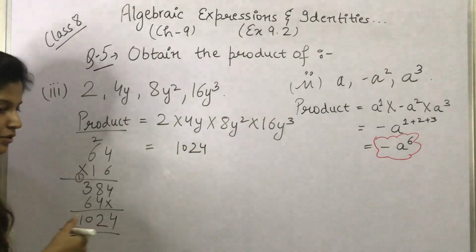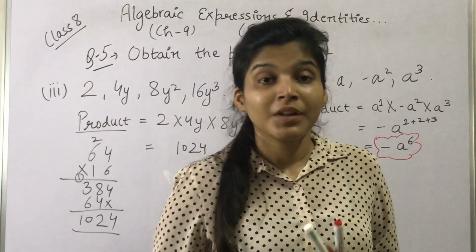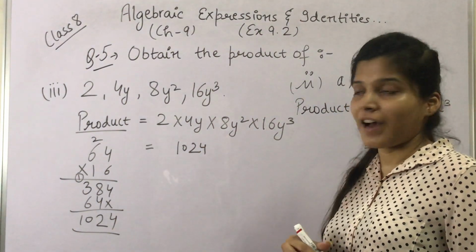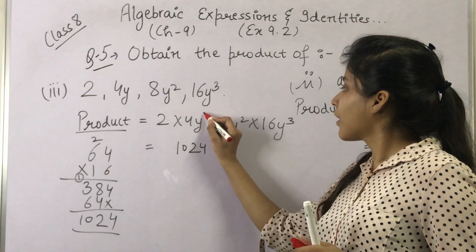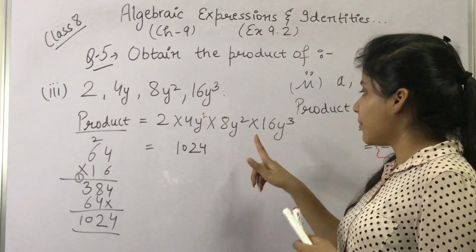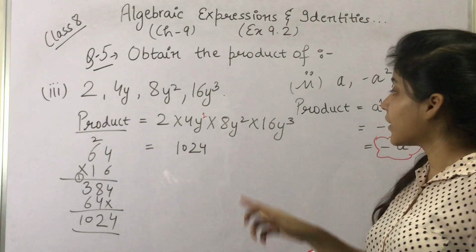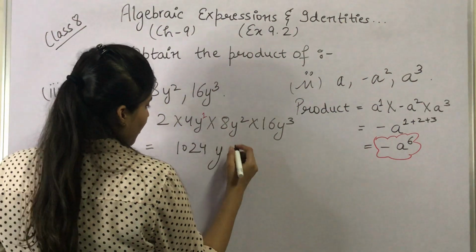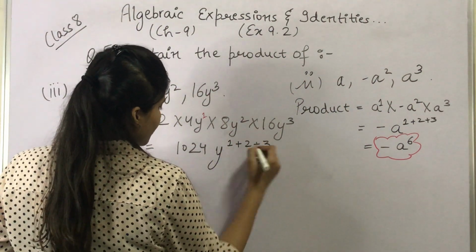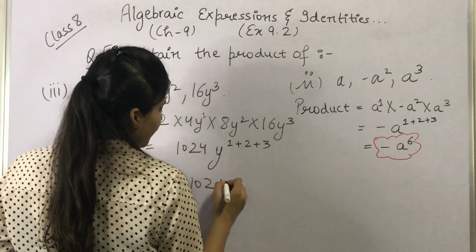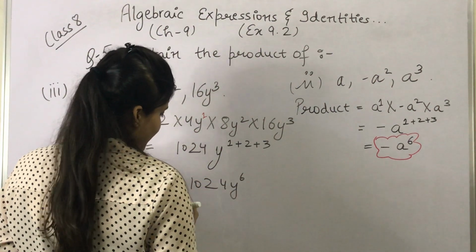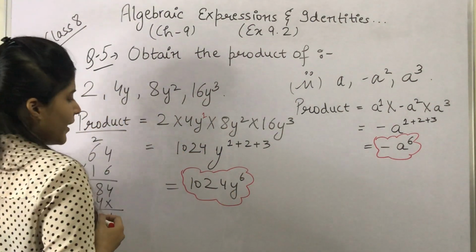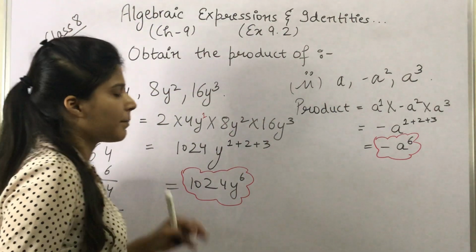बट ये तो अभी हमने न्यूमरल्स को मल्टीप्लाई किया. नाउ विल मल्टीप्लाई दी वेरिएबल्स. नाउ वेरिएबल्स इधर तो कुछ भी नहीं है. हियर वी हैव y टू द पावर 1. ठीक है, ये है y टू द पावर 1, y टू द पावर 2 एंड y टू द पावर 3. सो टोटल कितना हो गया? 3 4 5 6. सो y टू द पावर 1 plus 2 plus 3. So it means we have 1024 y to the power 6. This is the answer. Okay, 1024 y to the power 6.